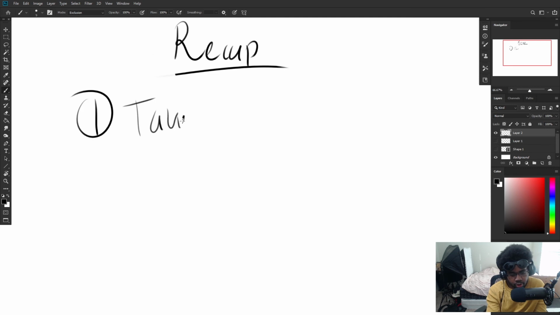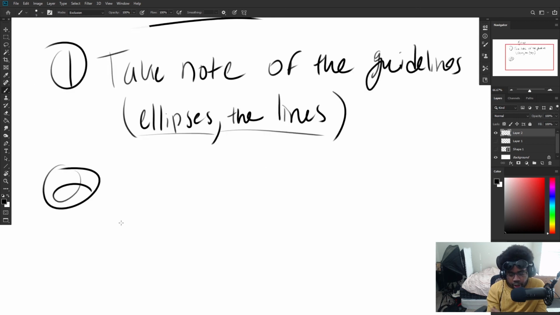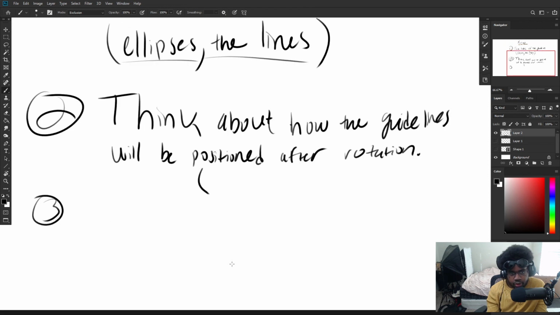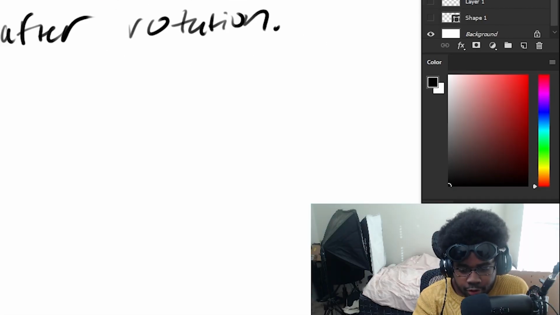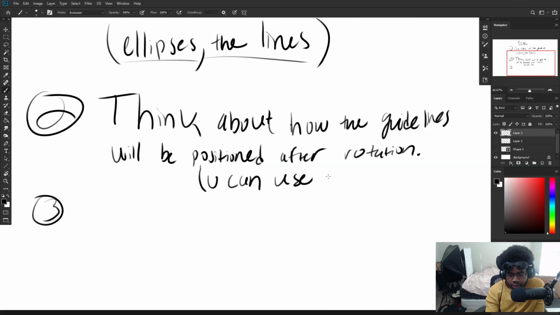So let's just do a recap. Step one, take note of the guidelines. So you want to take note of the ellipses, the lines like the nose line, the brow line, and the eye line. So after you look at those guidelines, after you take note of them, just think about how those guidelines will be affected as you rotate the head. And if it's kind of hard trying to imagine this, and it is kind of hard since it may be your first time doing it, it was definitely hard for me, you can use references.